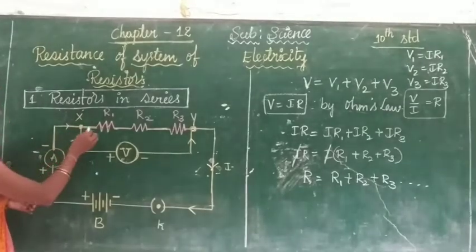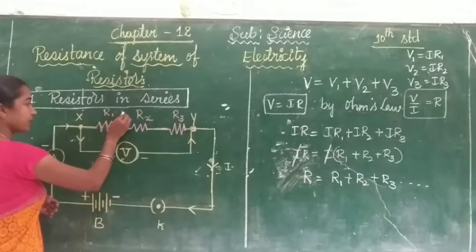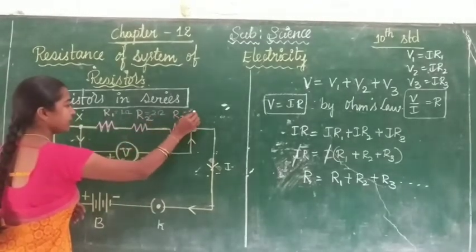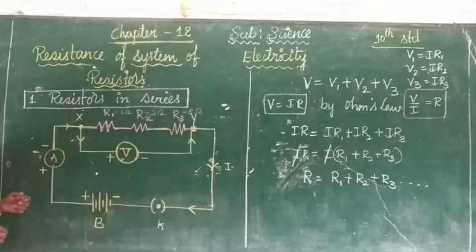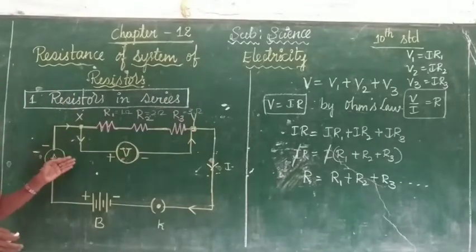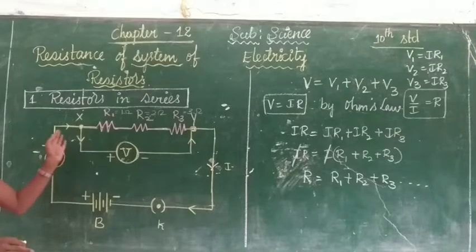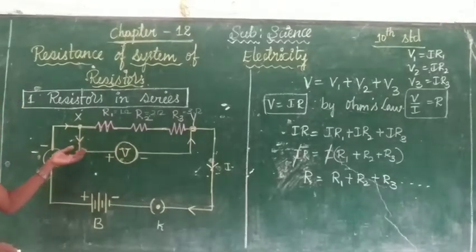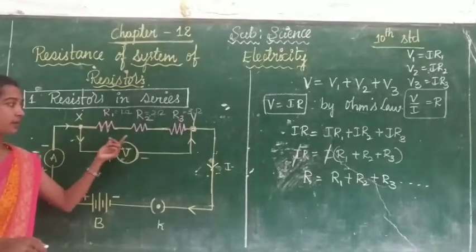Children, R1, let us take 1 ohm. R2, let us take 2 ohms. R3 is 3 ohms. Now here we join three resistors having different resistivity, and they are joined together like this.